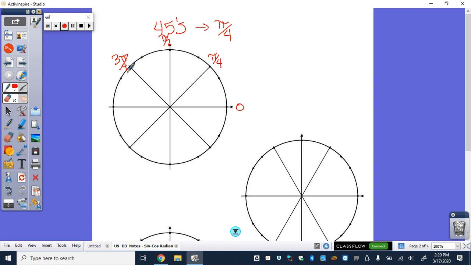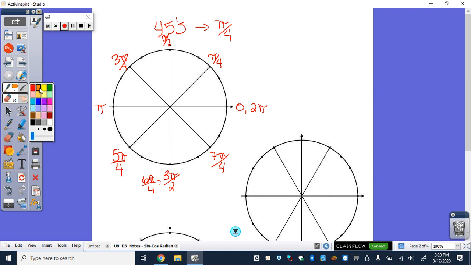3 pi over 4. This would be 4 pi over 4. 5 pi over 4. That's a messy 6, I'm sorry. This was 6 pi over 4, which reduces to 3 pi over 2. 7 pi over 4. And then we finish up at 2 pi. So it keeps following that sequence.